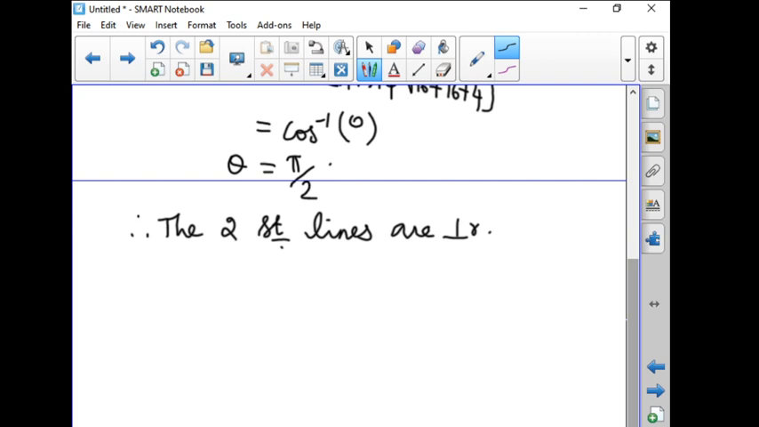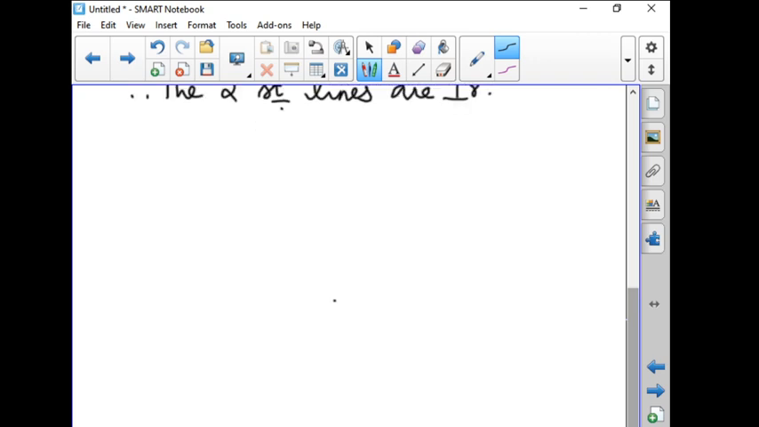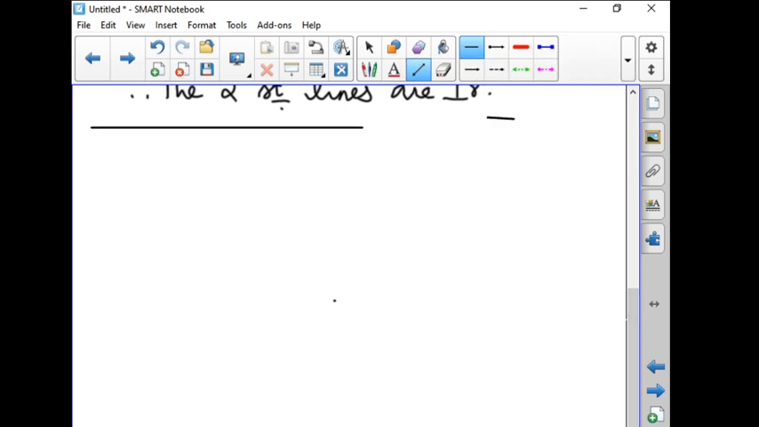And for parallel, what is the condition we have seen? B1 by D1 is equal to B2 by D2 is equal to B3 by D3. If it is not perpendicular, you can go and check for the parallel condition. Now I have taken the formula of cos theta and proved that the two lines are perpendicular. This is the easiest method to find out. Now let us go to the next example.